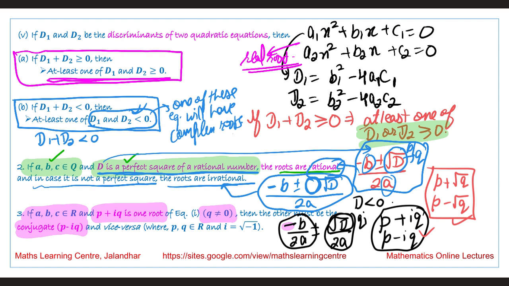An important point to note over here is that this condition is very important: a, b, c should be real numbers. We will see in our next slides that if a, b, c are not real numbers, then it is not necessary that if p plus iota q is a root, then p minus iota q is also a root. So the condition that a, b, c should be real is necessary.